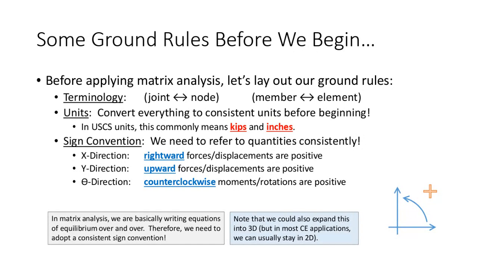The second point is units. Matrix analysis is very blind to unit conversions, so you need to convert everything to consistent units before you begin. In USCS units, that typically means that we're operating in kips and inches. We could operate in kips and feet. We could operate in pounds and feet. It doesn't matter. We just have to use a consistent unit system. RISA offers the ability to change into whatever unit system you want, but it will convert to consistent units before it begins the analysis.